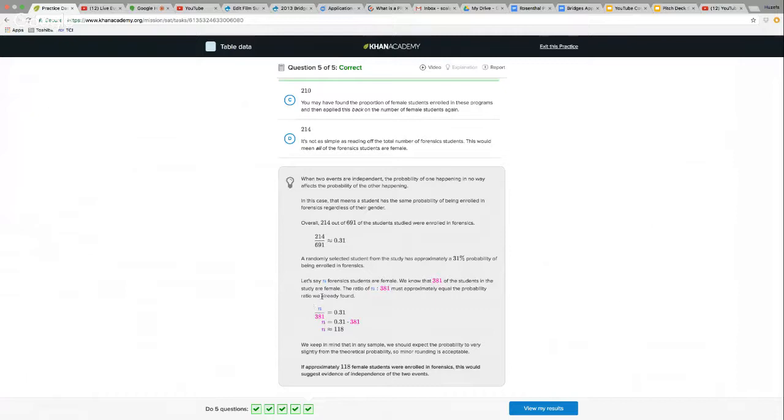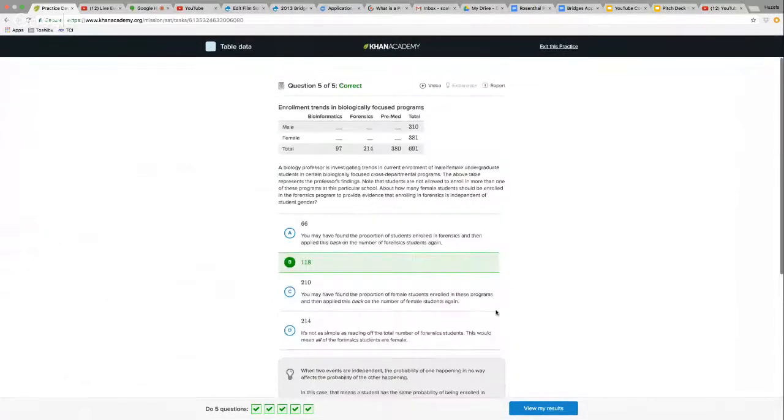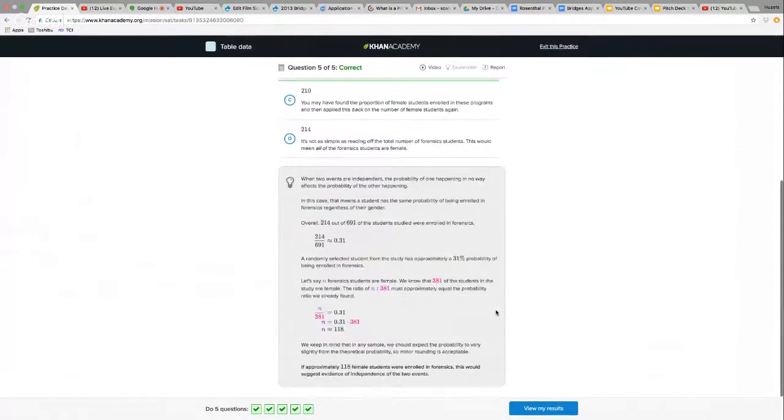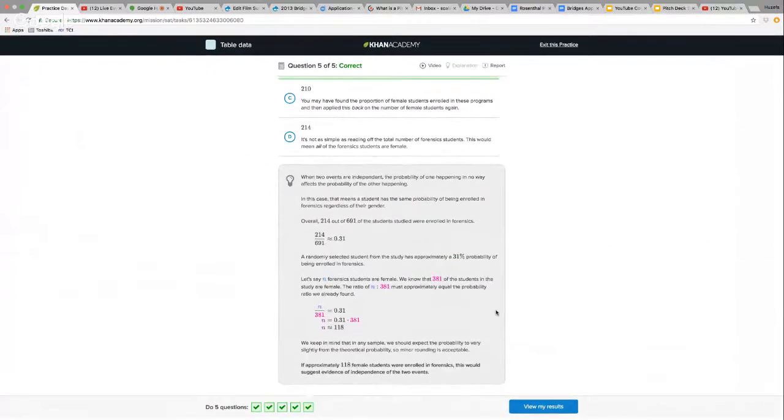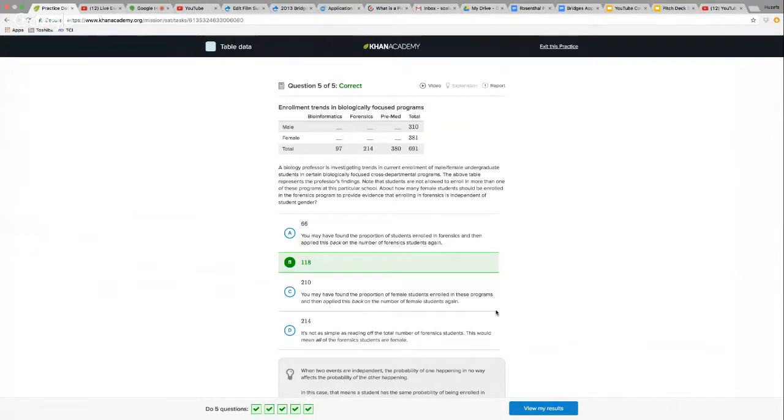Let's say N forensics is students are female. We know that 381 of the students in the study are female. The ratio of N to 381 must approximately equal the probability already found. Oh, interesting. So they are saying... Got it. Wow. So they did it differently to my approach. They're basically taking the probability of being a student, period, in forensics, and see, oh, you know what?